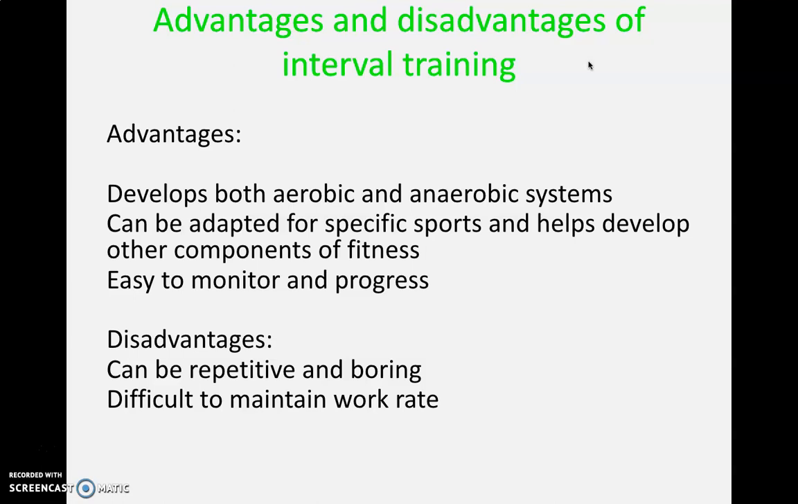But it can be quite repetitive and boring. You're doing a high intensity period of exercise and then you've got to rest. It might be a bit repetitive to constantly keep doing that, and you might find it boring. It might be quite hard to maintain work rate because you're working at such a high intensity. Even if you have the rest, over time you're obviously going to get tired, and you need a lot of motivation and a lot of energy to be able to do that.